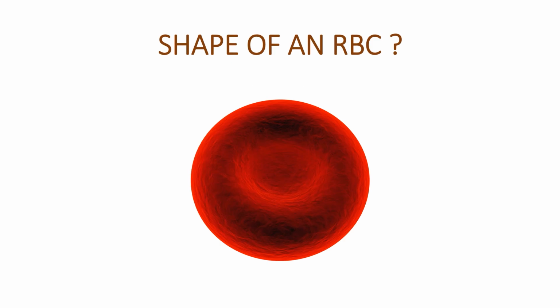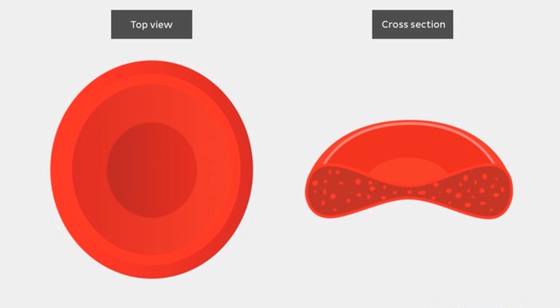Now, what is the shape of an RBC? You all know that RBCs are biconcave in shape. So that means the RBCs are like this. This is one concavity and this is one concavity. Now you can see the center of the RBC is very thin when compared to the periphery of the RBC. So the center of the RBC has less hemoglobin when compared to the periphery of the RBC, which is filled with hemoglobin.